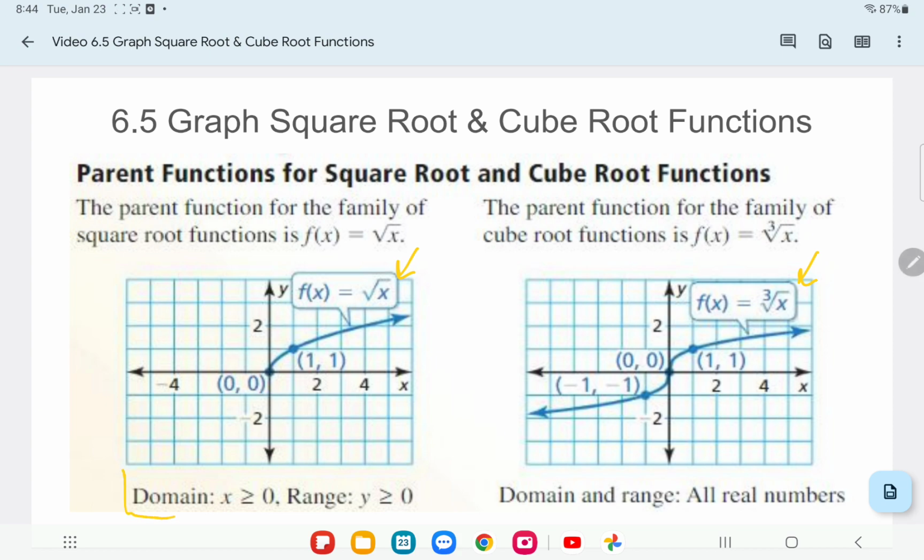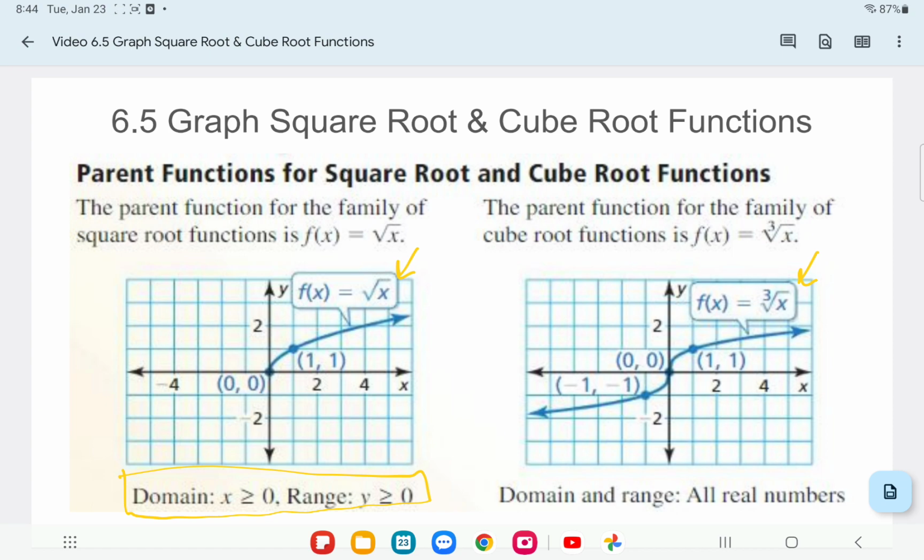Notice for the square root function, the domain and the range might be limited. That's because we can't take the square root of a negative number. So every time you have a square root graph, you are going to have to pay attention to what the domain is going to be, and that will also affect what the range is for this particular type of function.